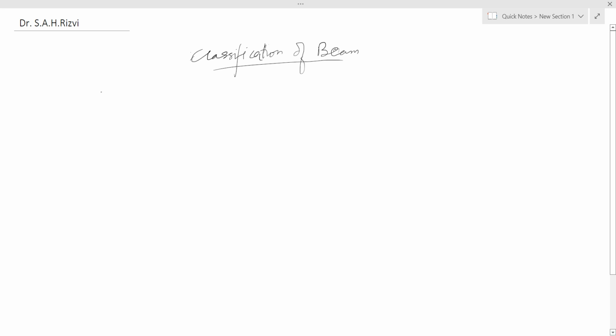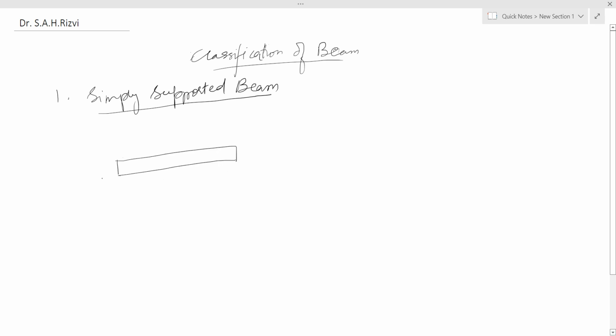Beam is basically classified into 5 types. The first one is simply supported beam. As the name suggests, simply supported beam has two free ends and both these free ends are freely held on two supports. These are the free ends of the beam and it is acted upon by loads like this W1, W2, W3.